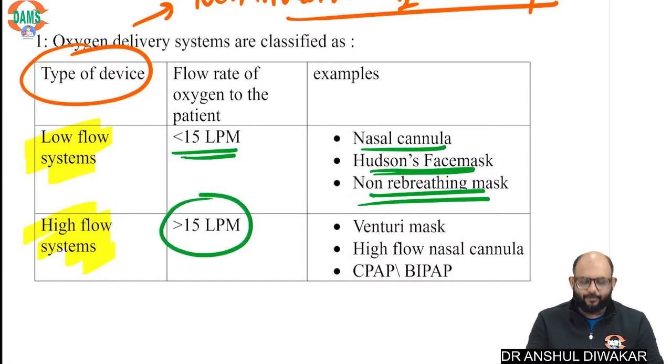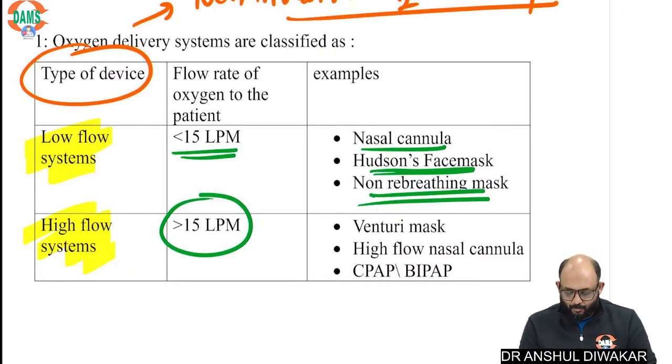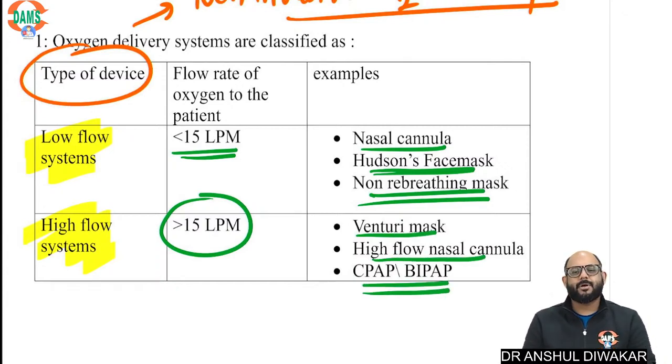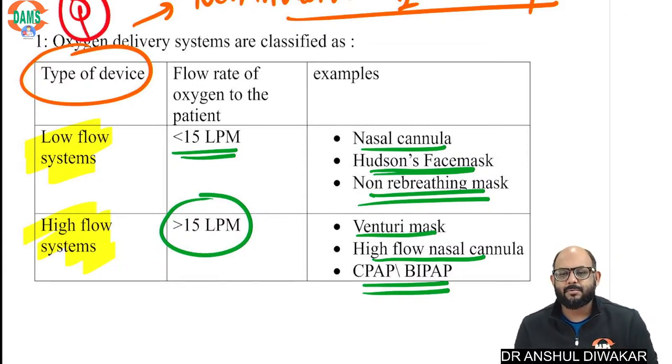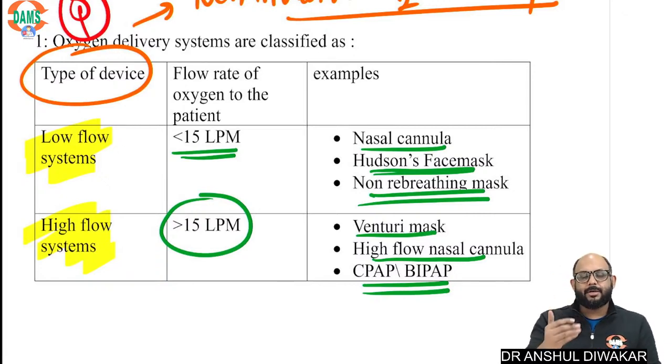Then you have high flow systems, which are more than 15 liters per minute, which includes venturi mask, high flow nasal cannula, and CPAP or BiPAP. We are going to discuss all of them. Now this low flow and high flow has been asked in the exam: which of the following is a low flow delivery system, high flow delivery system? So remember, it is the flow rate of oxygen that is going to the patient. If it is more than 15 liters per minute, it is high flow. If it is less than 15 liters per minute, then it is low flow.